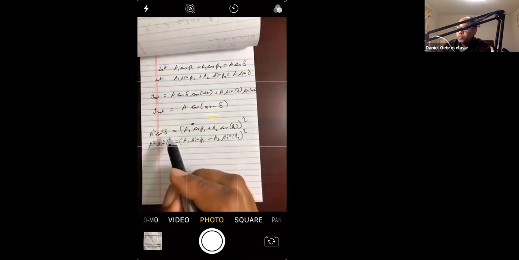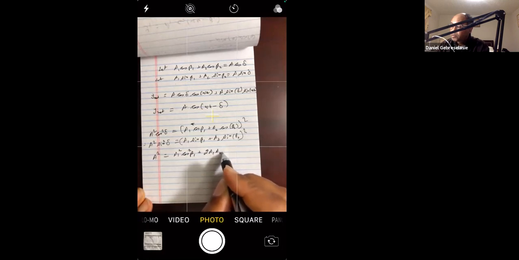What's the sum of these two? Just do A cosine squared. You can factor out A squared, and then you'll have cosine squared plus sine squared. What is cosine squared plus sine squared? 1. Right? Okay. So if I add this together, this side is just A squared. Okay? So let's do just this one.